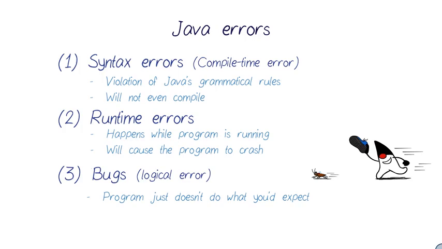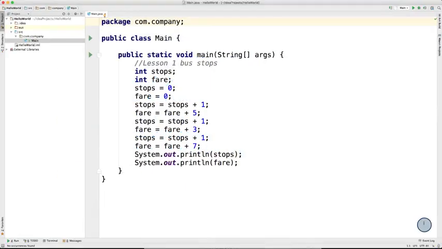Remember those side tables that we used to draw when we were tracing our code in earlier lessons? Well, IntelliJ allows you to do the same thing by peeking into the values of any variable in your code while it's running. And if your code has any bug in it, this would make your job finding that bug a lot easier. Let's have a quick look at one of the very early programs that we wrote together in Lesson 1. This code here updates and keeps track of the variables fare and stops.